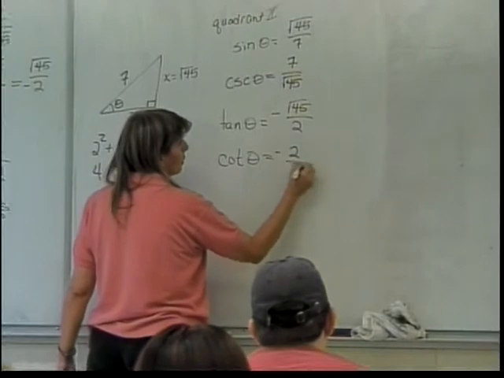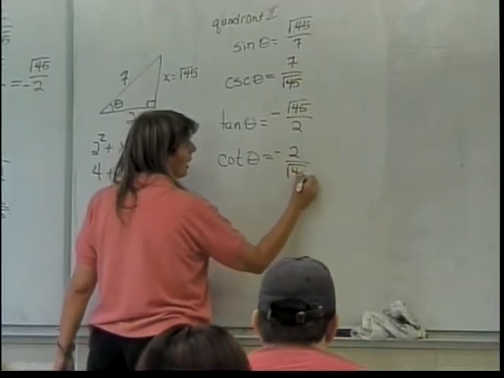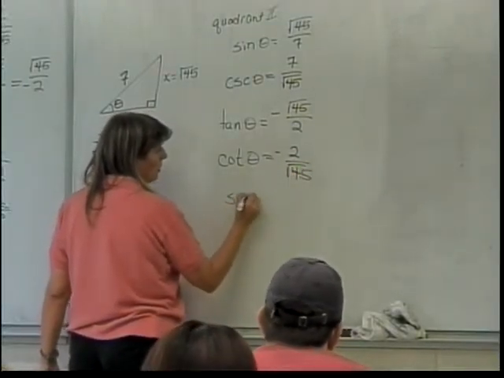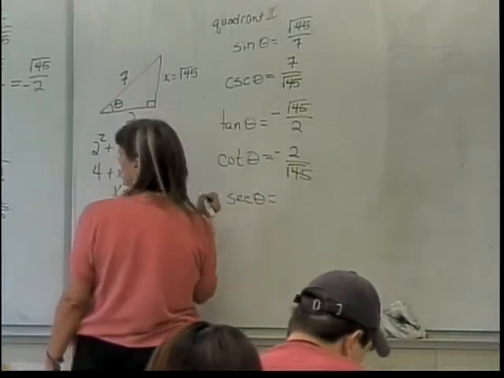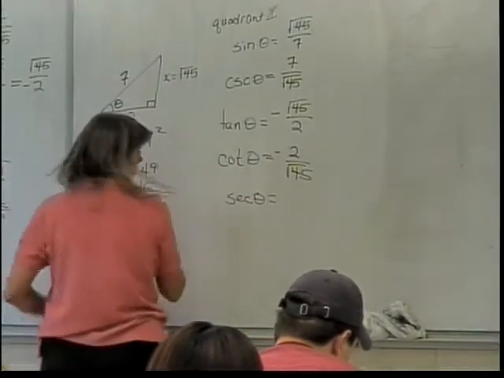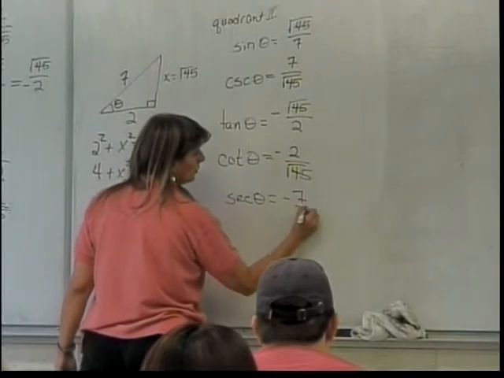Negative 2 over 40, square root of 45. And secant, well, I just did this one. I took my cosine and flipped it over. So negative 7/2.